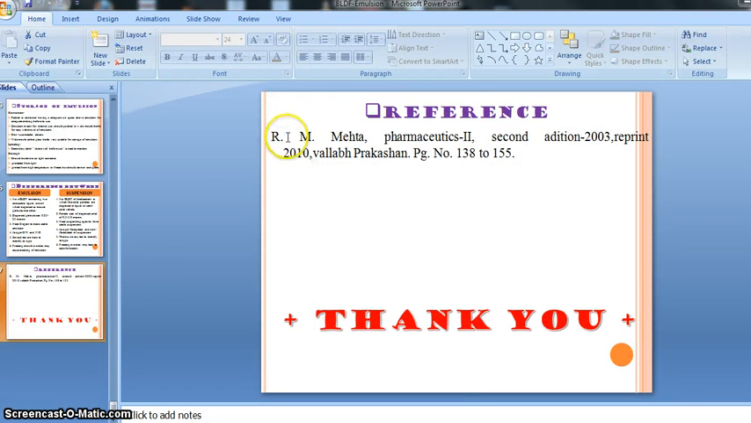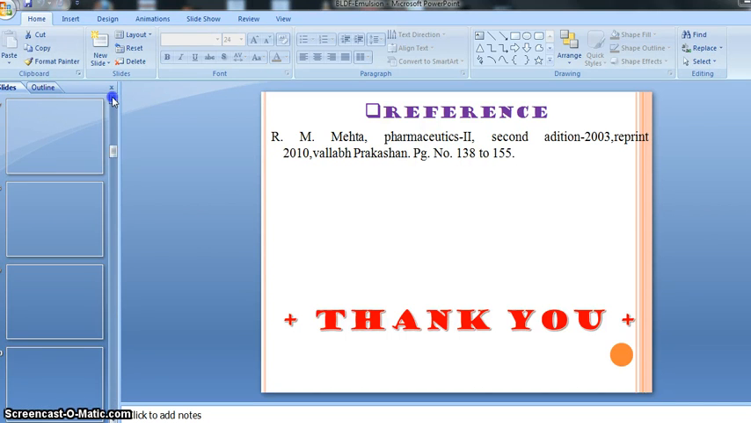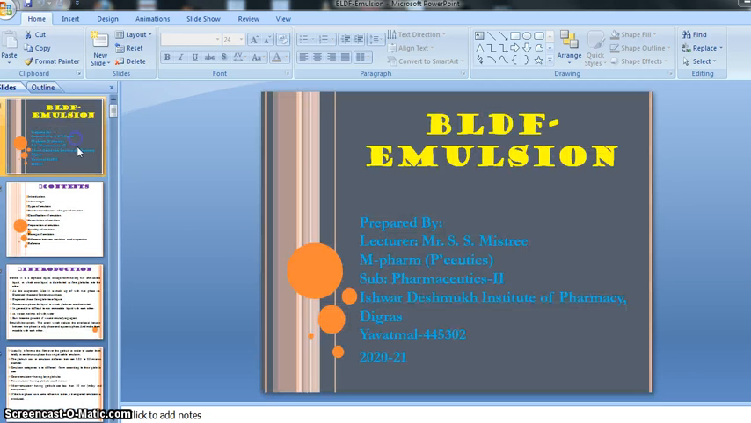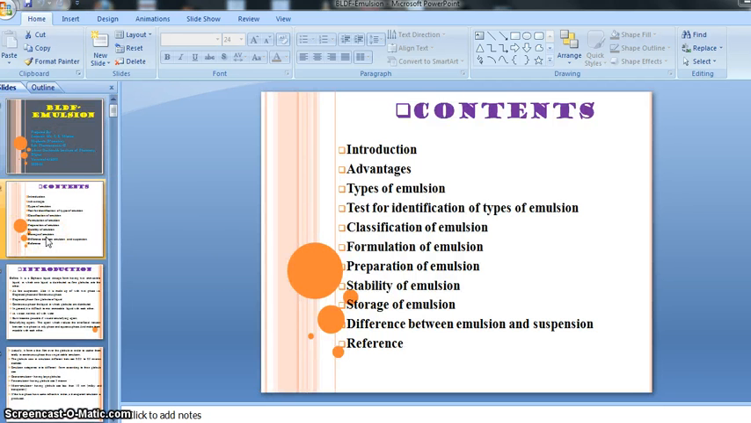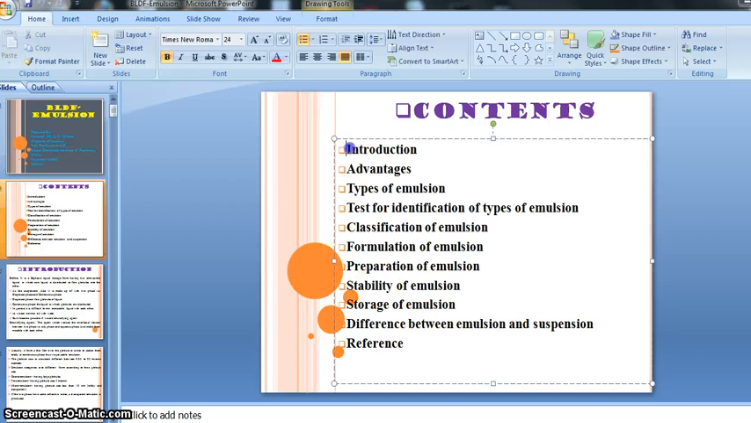I took all this information from our given textbook from the MSBT, that is R. M. Mehta Pharmaceutics 2, second edition 2003, reprinted 2010, Vallabh Prakashan, page number 138 to 155. This is the reference for this emulsion chapter. I suggest you read this chapter from this book. So we completed our emulsion chapter today, and we covered and studied all these points, right?